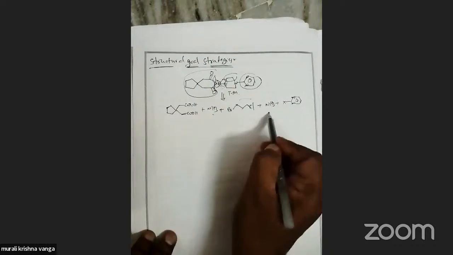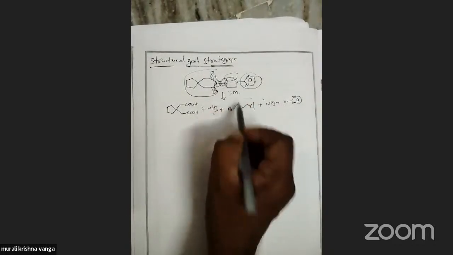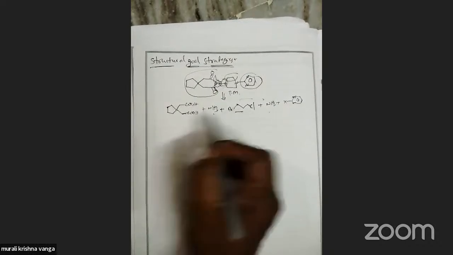So we are taking 3 moles of ammonia, 2 moles of ammonia, and 2 moles of this dihalo compound, and this part and this part. This is the structural goal strategy. Next one is topological strategies.